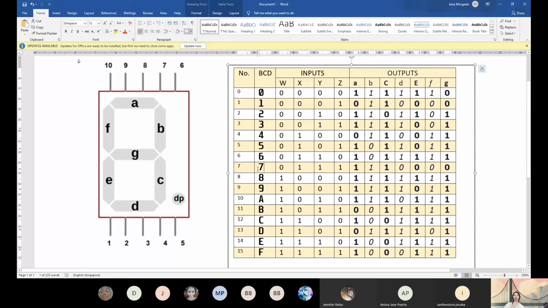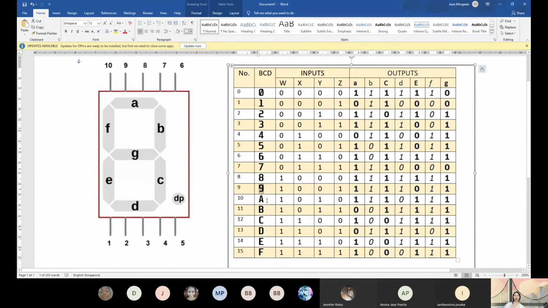For 7, we need to light up A, B, C. For 8, all of the letters should light up, A to G. For 9, we have A, F, G, B, C, and D. It's like 6, no? A, F, G, B, C, D.